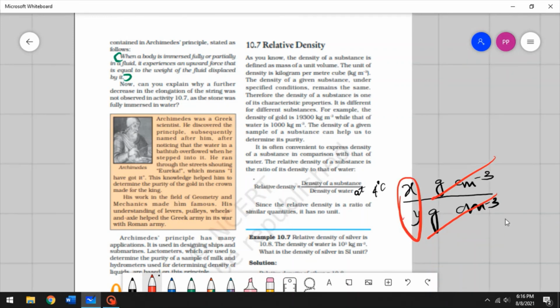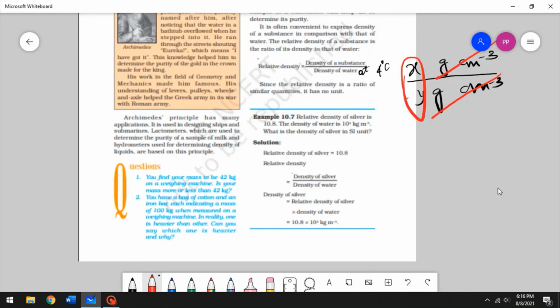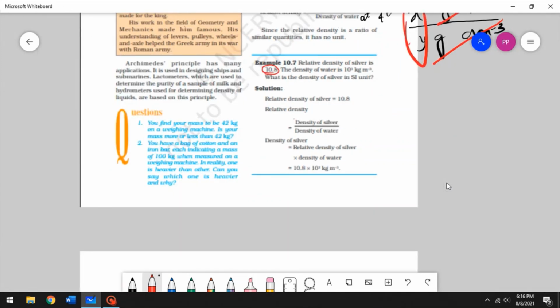It's just a plain, simple number. That's why we say here relative density of silver is 10.8. That's it. We are not saying 10.8 grams per meter cube or 10.8 kilograms per centimeter cube, nothing. It's just a number. It's a straight, simple number.